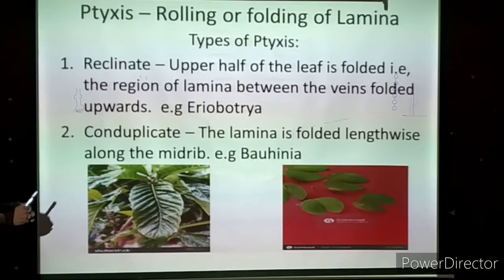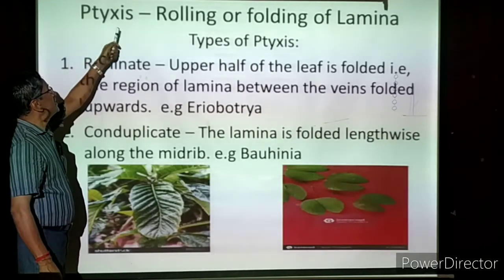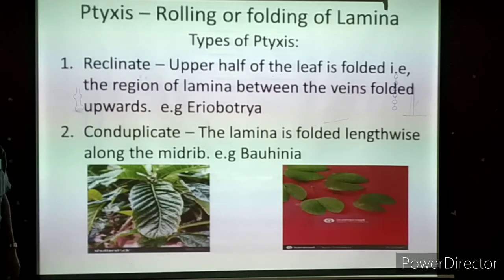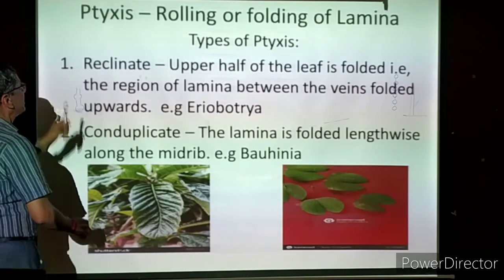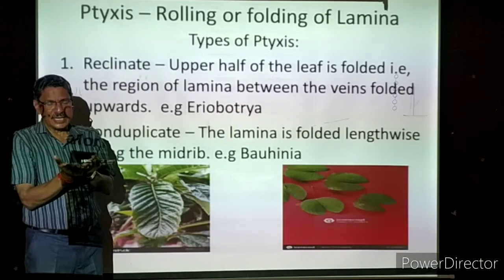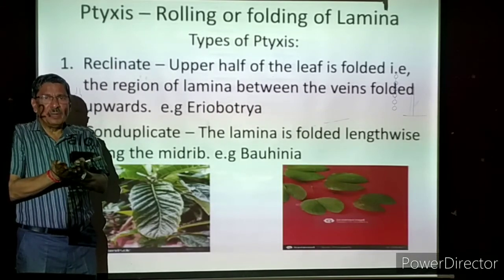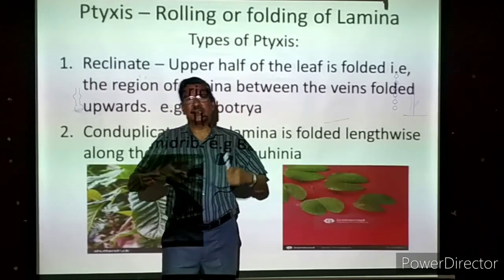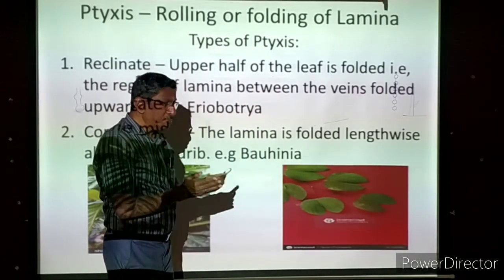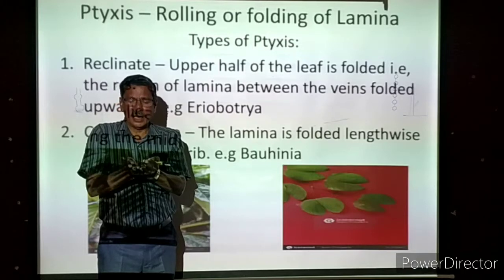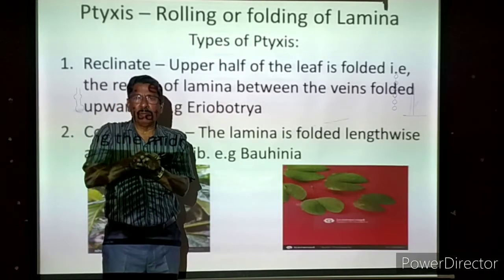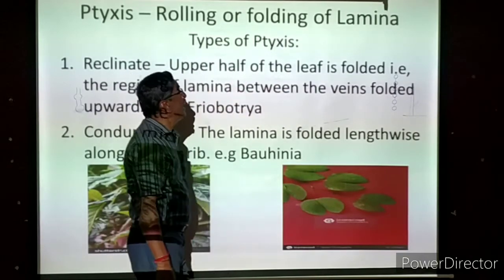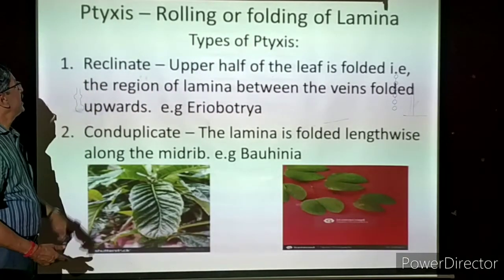Now we are coming to ptyxis. P-T-Y-X-I-S. The P is silent. We have to pronounce it as tyxis. Now what is the meaning of ptyxis? The leaf lamina is there. Sometimes the leaf lamina may fold, for various reasons. Sometimes the green flattened lamina is rolled like paper. Like how paper is rolled, it will be rolled. Rolling or folding of lamina is called ptyxis.